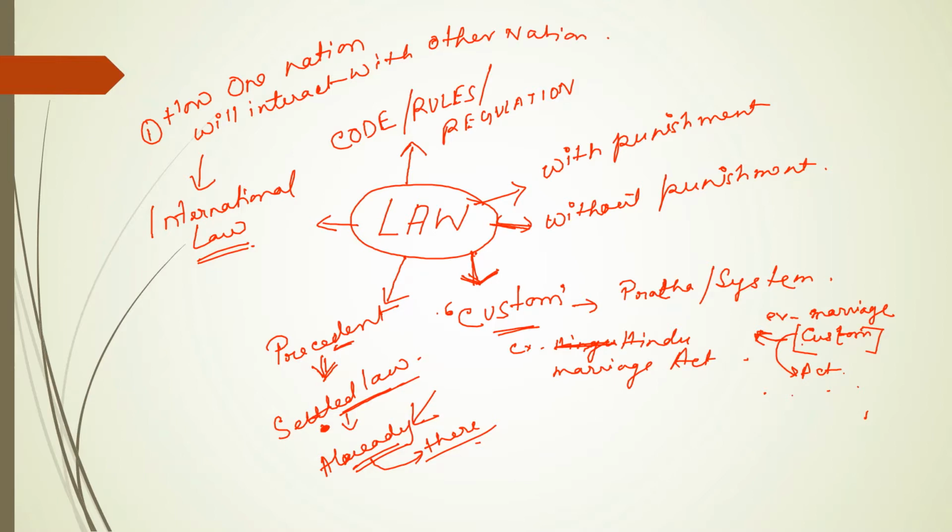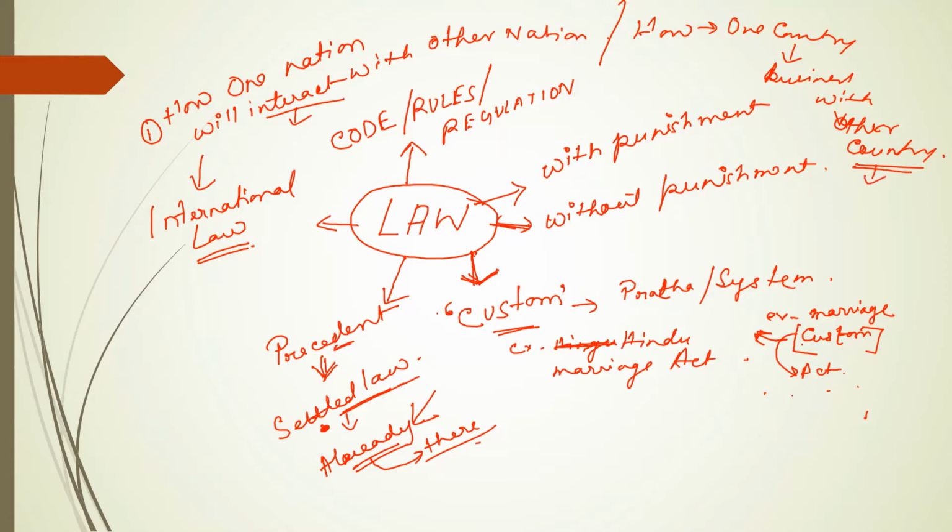And this interpretation is also different, like how one country is going to do business with another country, which is outside, a foreign one. So this interaction between two countries will be regulated by international law. Got it? So that's why law means not only Indian law, you have to know about this one.